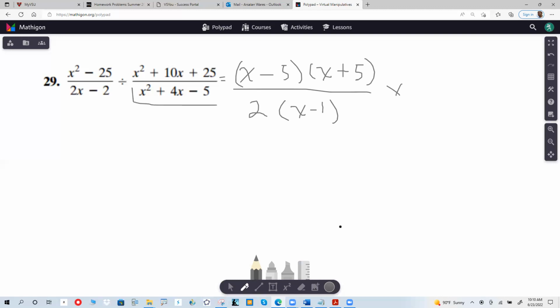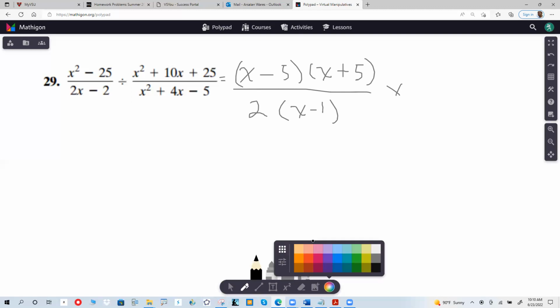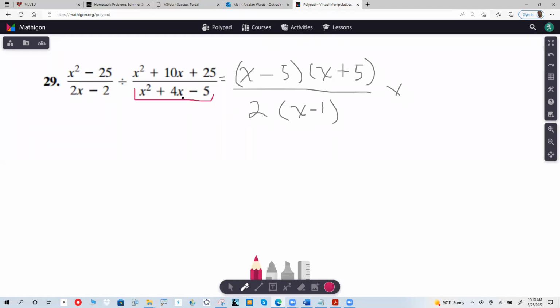Oh, let's use a different color. I'm going to factorize it on the side in red. That one, I already got it if you want it. Tell me, I don't have a problem. What did you get? It's x minus 1, and then the other one is x plus 5.